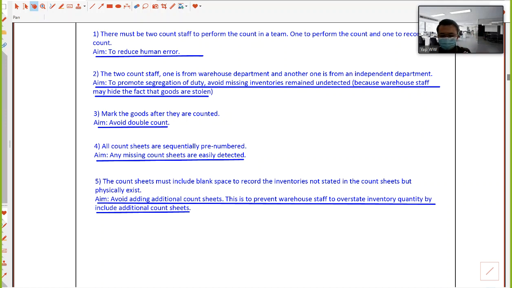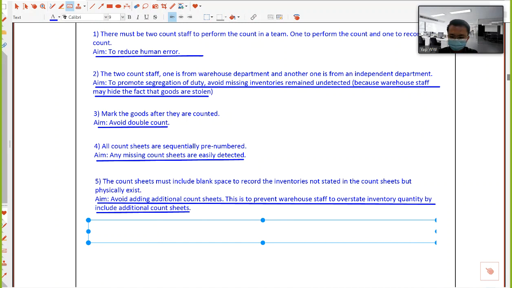We don't want that. So as the auditor, when we observe the stock count, we will ask the client how many pages of count sheets they have. Let's say 200 pages. Then that's it. 200 pages you send out to the team, come back also 200 pages. Cannot be more. If more, it means you added something behind, which is not right. So in each page, have to put some blank space, so you avoid additional pages.